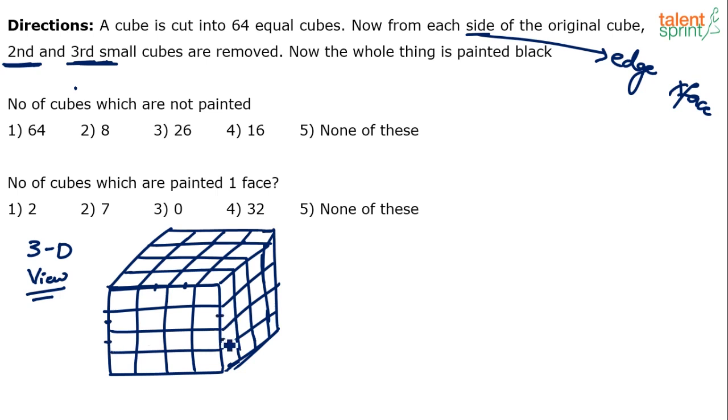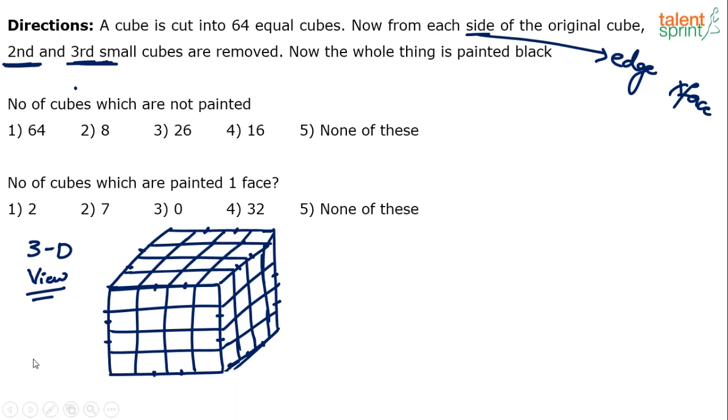From this edge, second cube and third cube are removed. From the bottom edge here, the second and the third cube are removed. From this edge, the second cube and third cube are removed. From this edge, the second cube and the third cube are removed. Second and third. You understand? From back edge, the second cube and third cube. Similarly, from all the 12 edges, the second and the third cubes are removed.